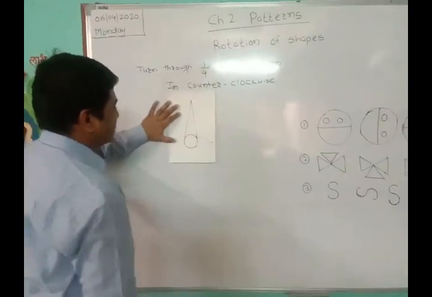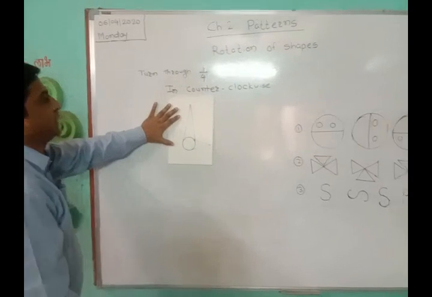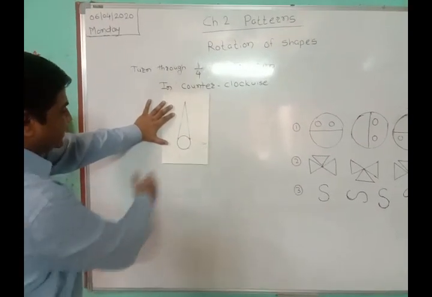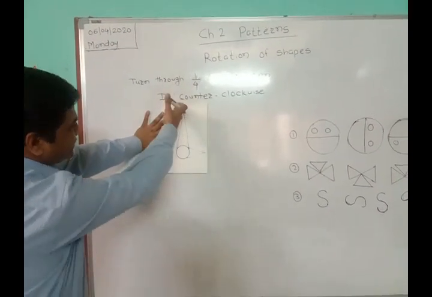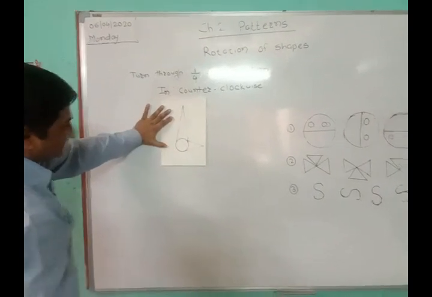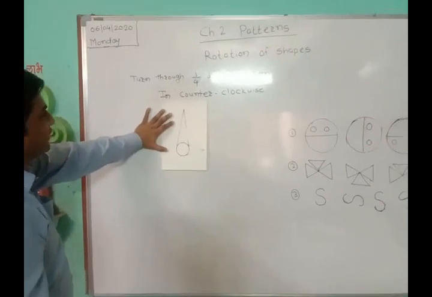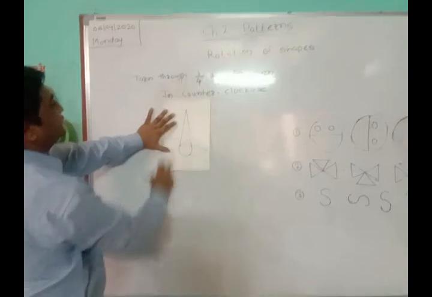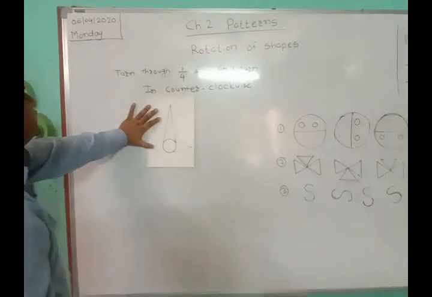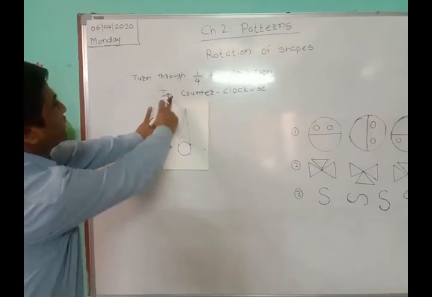This figure resembles the hands of a clock, an hour hand and a minute hand, but they are fixed at 90 degrees or at a right angle to each other. And it's said to turn the figure through one fourth of a turn for one complete turn in the counterclockwise direction.